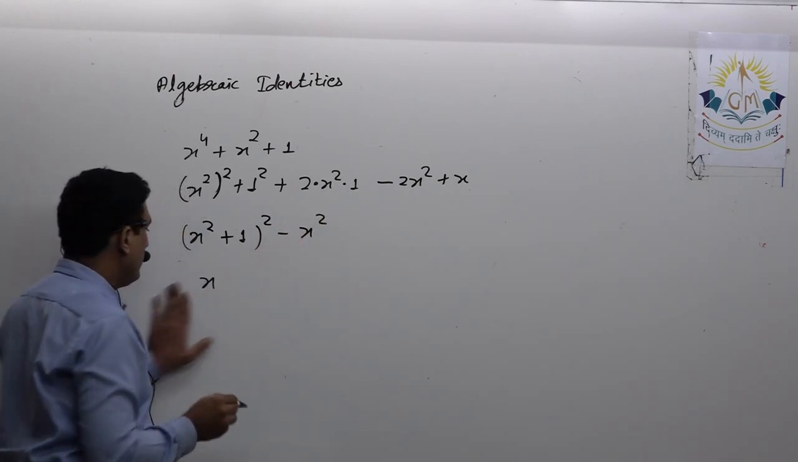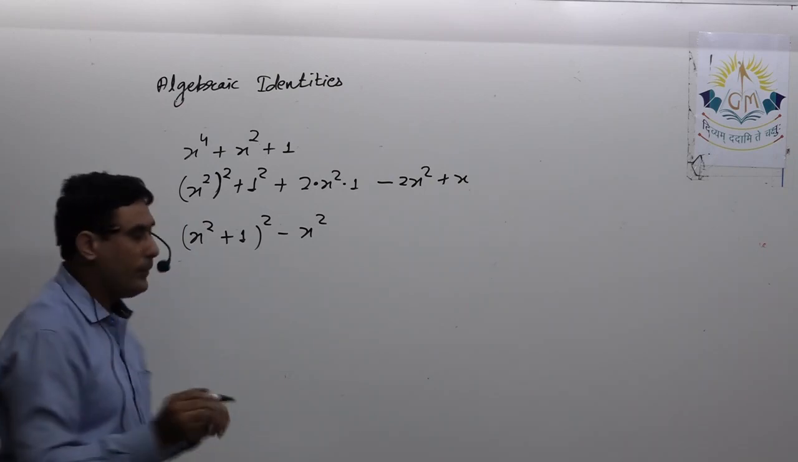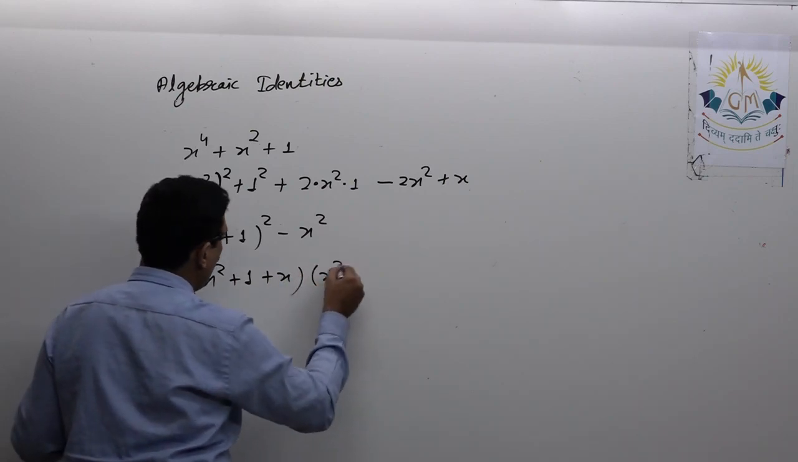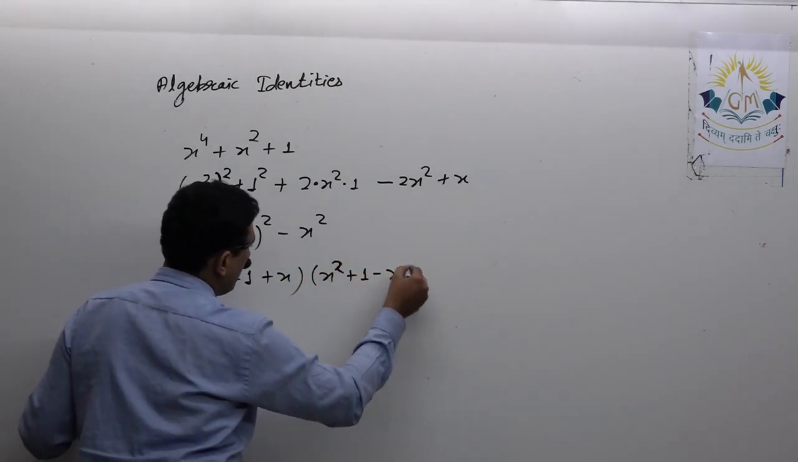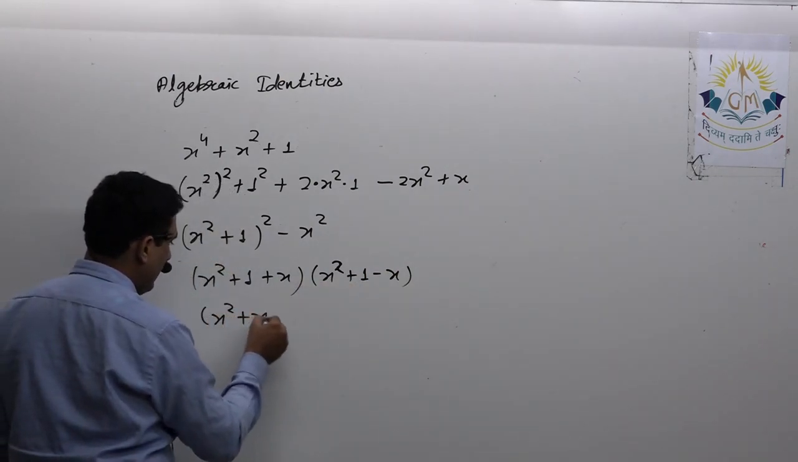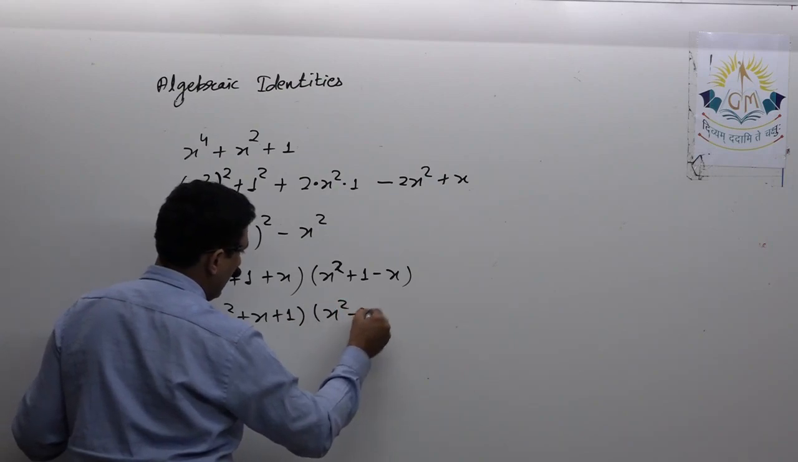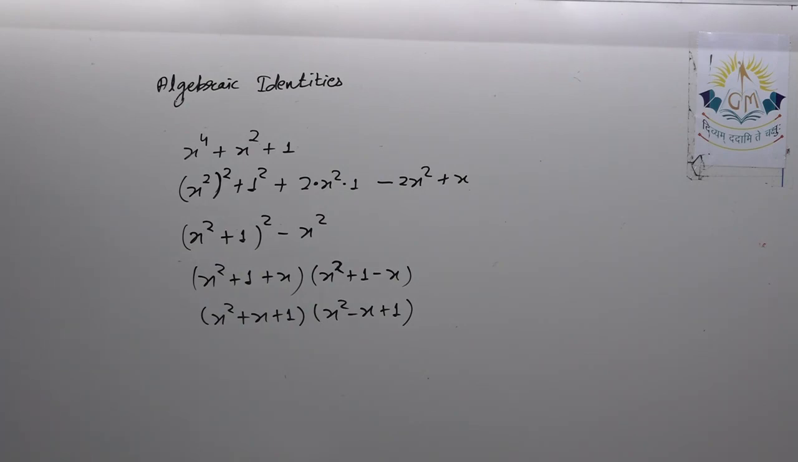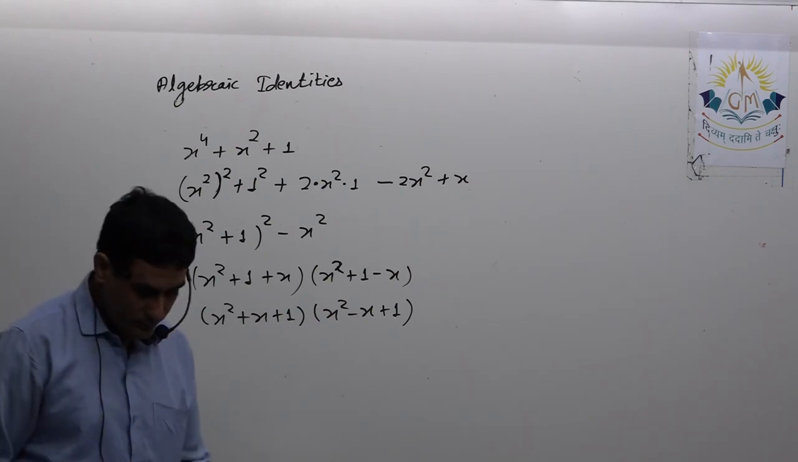So here I can apply the identity of a plus b multiplied by a minus b. So a plus b into a minus b. So the final answer is x square plus x plus 1, x square minus x plus 1. So these are the factors of the given algebraic expression. Okay, now let us see the next one.